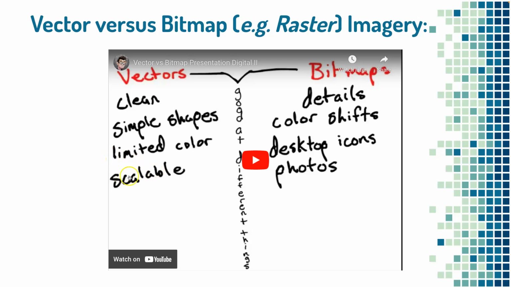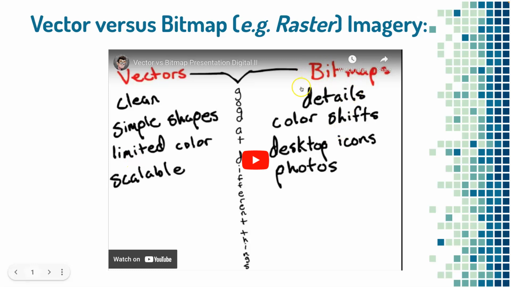Their main advantage is that they are scalable. From one file, you would use that same line art that you make for a t-shirt to make a big poster, to make a billboard, to make the side of a semi-truck, to make a skyscraper banner. It all comes from the same file. It's just way more efficient with its memory.